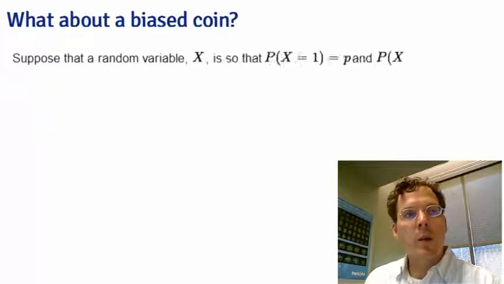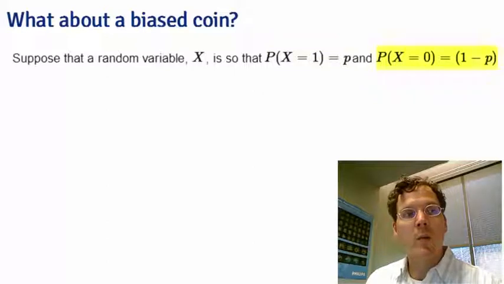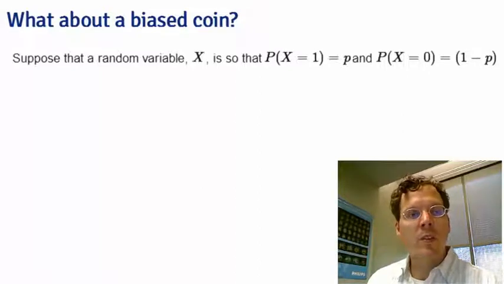Suppose that a random variable x is such that the probability that it takes the value 1 is p, and the probability it takes the value 0 is 1 minus p. This is a biased coin, where the probability of a head is not necessarily 0.5. The probability of a head now is p. What is its expected value?